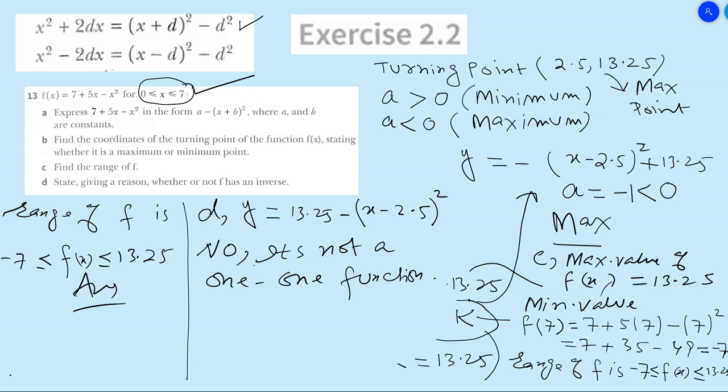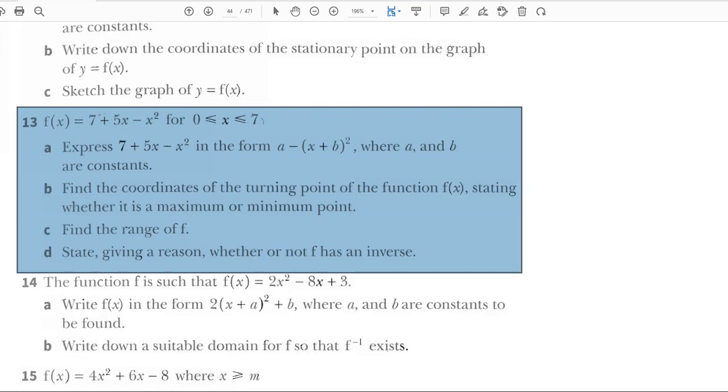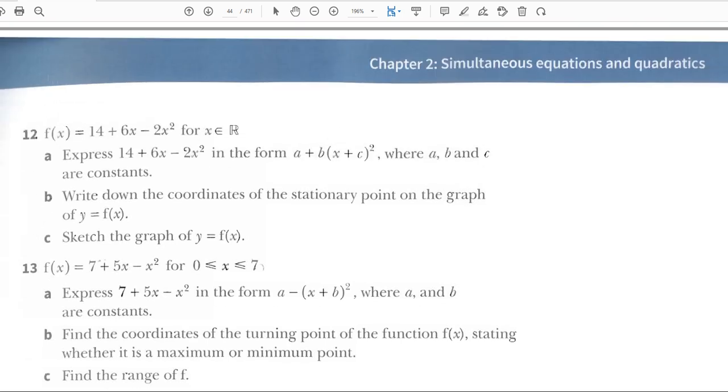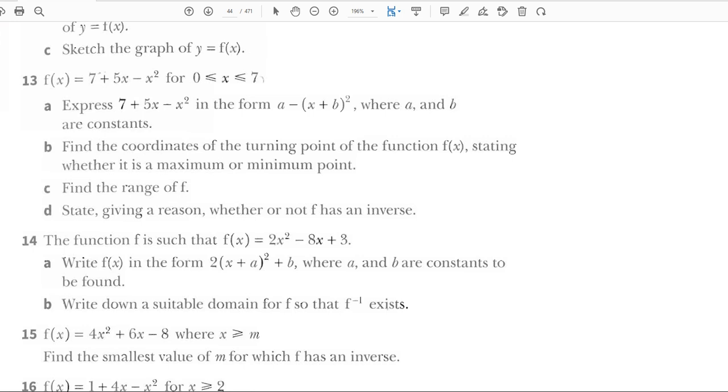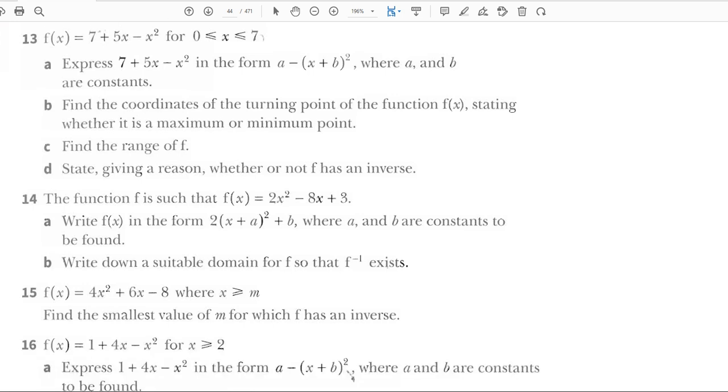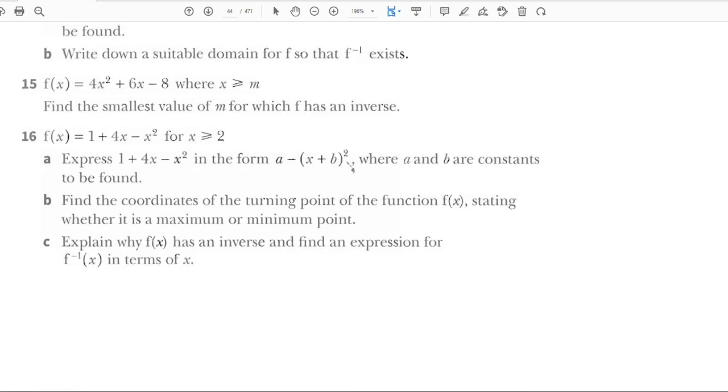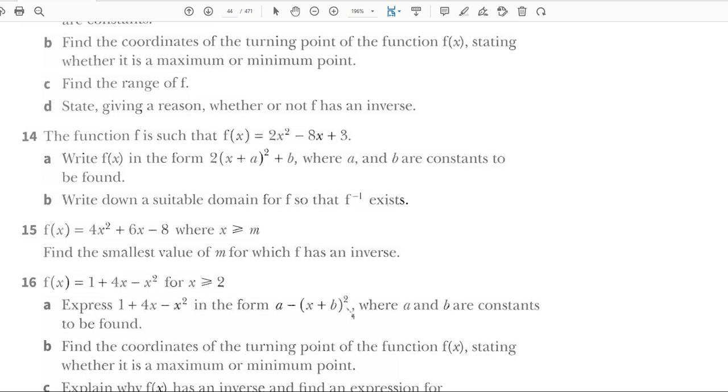Student, I hope you understand today's class. Today we did questions number 11, 12 and 13 of this exercise 2.2. But still some questions are left in this exercise: 14, 15 and 16. I promise you I will do all remaining questions as well.